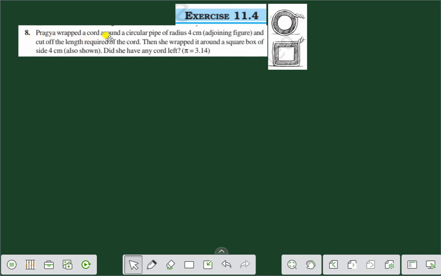Pragya wrapped a cord around a circular pipe of radius 4 cm, as in the adjoining figure, and cut off the length required of the cord. Then she wrapped it around a square box of side 4 cm. Did she have any cord left? Let us find.